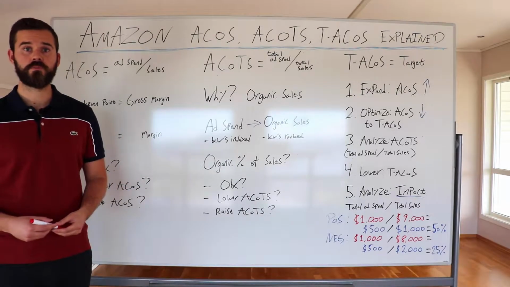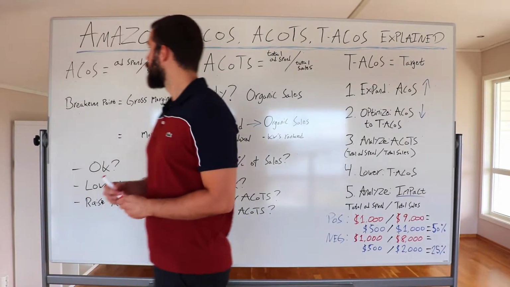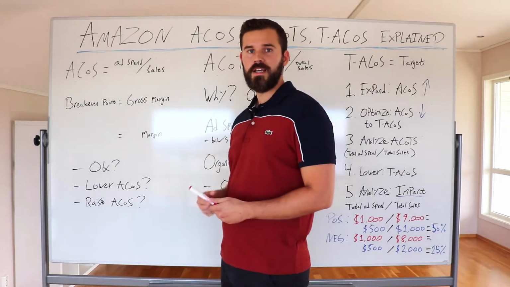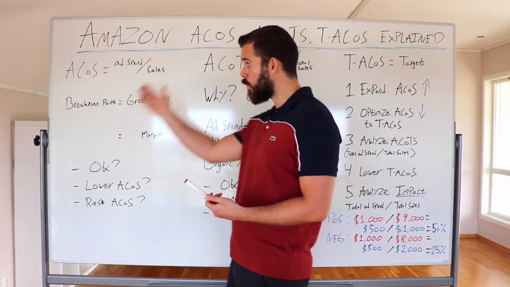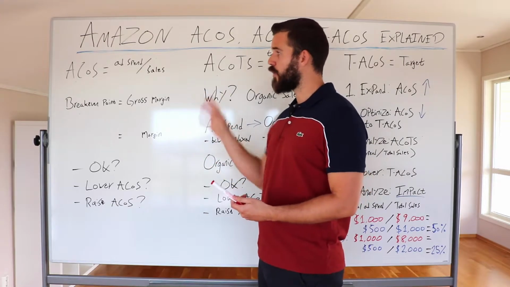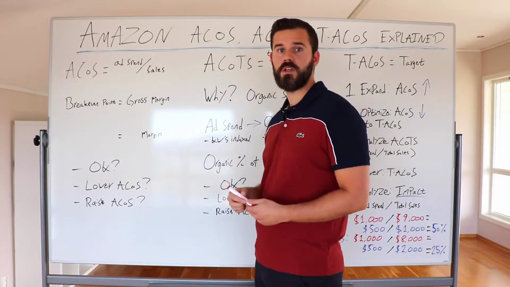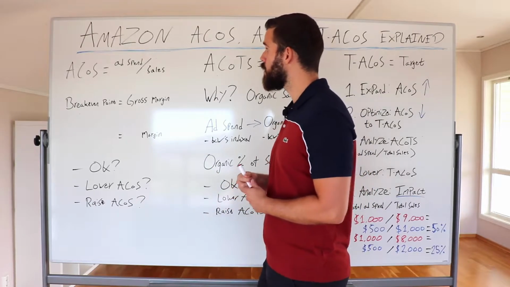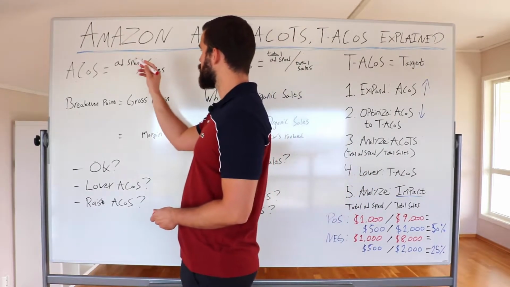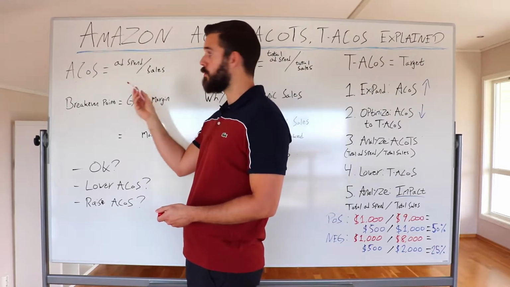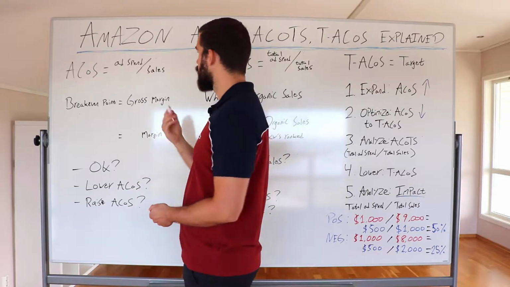So let's get started. Now, let's start with the very basics, because obviously we need to start at the beginning. So I'm going to walk you through a practical example here of how to put this into practice. So we'll use a hypothetical example to explain. So ACoS, that's ad spend divided by sales, right? So that gives us the number ACoS. So let's take an example.